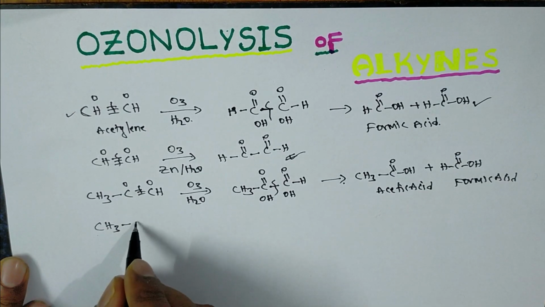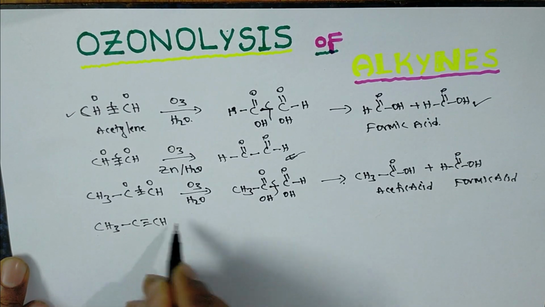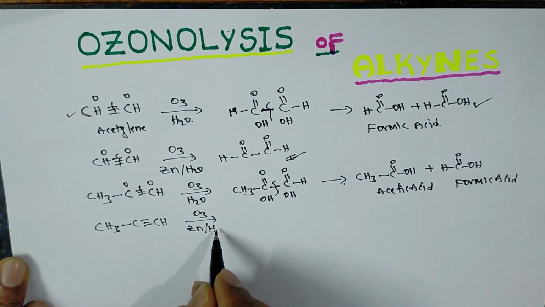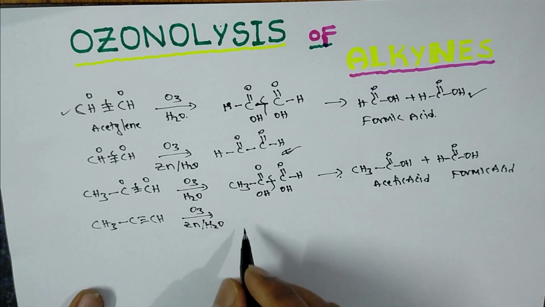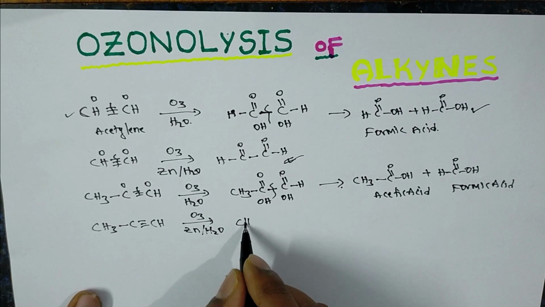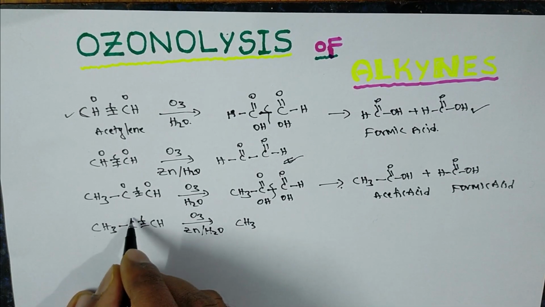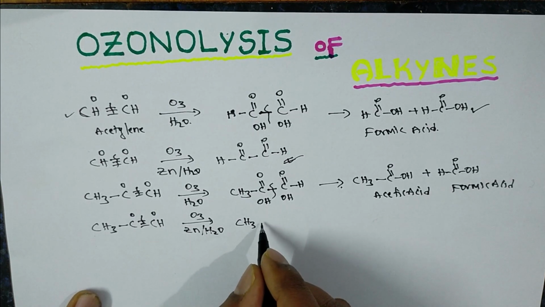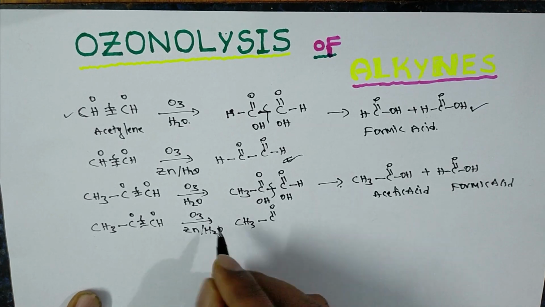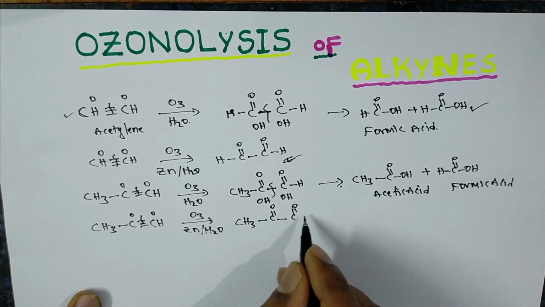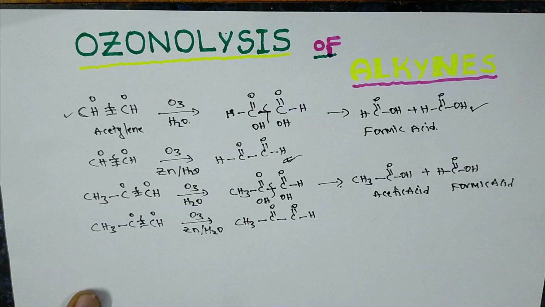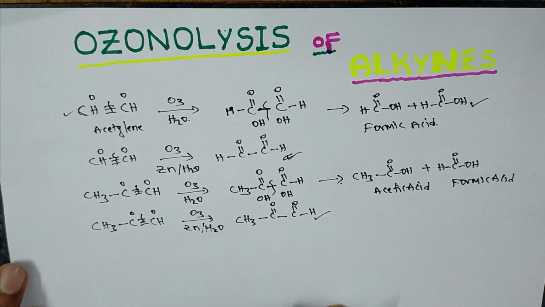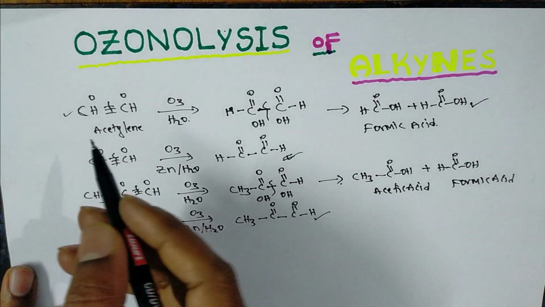Suppose the same reaction reacts with ozone and zinc in water. We get the product CH3. Break this double bond and put oxygen on each carbon. We get CH3 C double bond O, C double bond OH. This is the product.